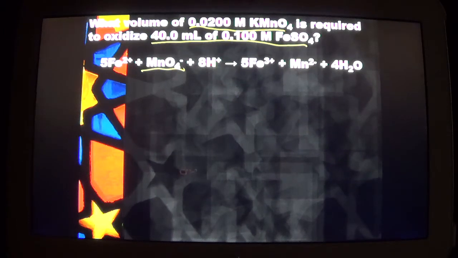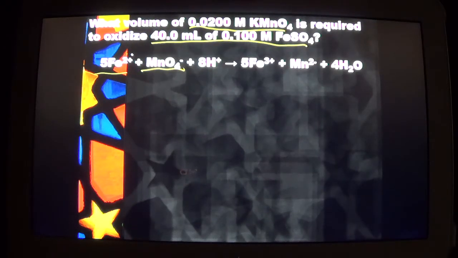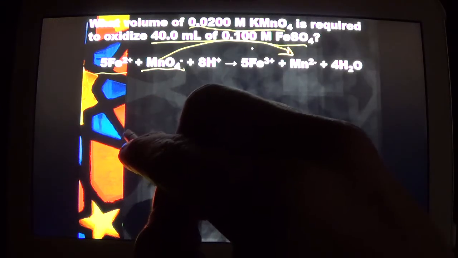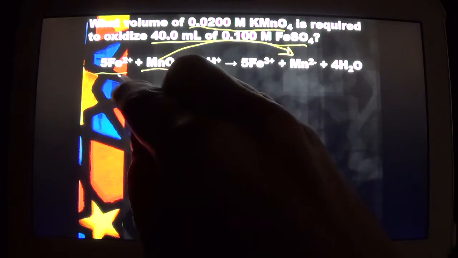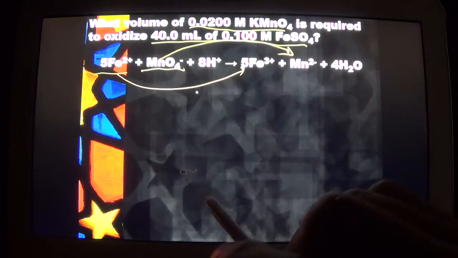Well, I don't have iron 2 sulfate. Oh, well, I do have iron, and that's probably the part of the iron 2 sulfate I care about because when the potassium and the sulfate get together, it's still going to be soluble. So I'm really looking at the permanganate turning into manganese ion and the iron 2 turning into iron 3.